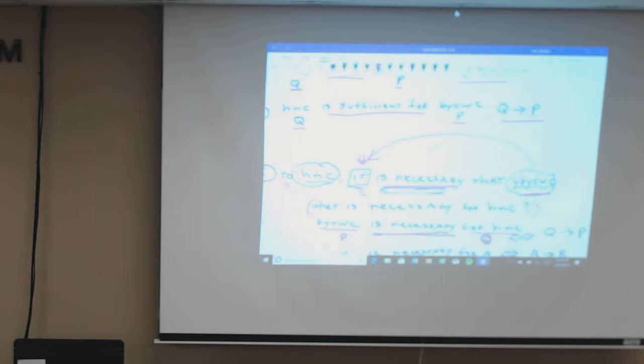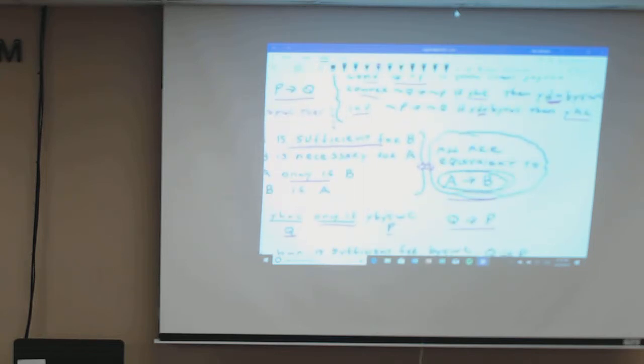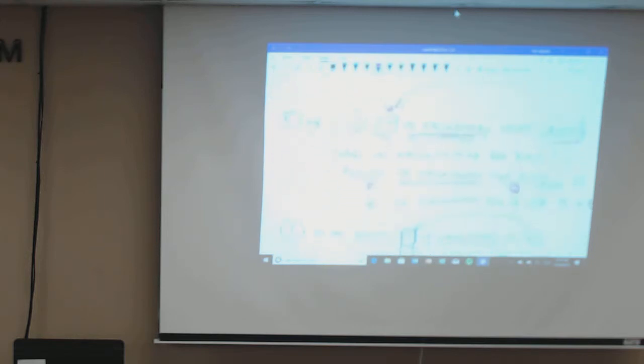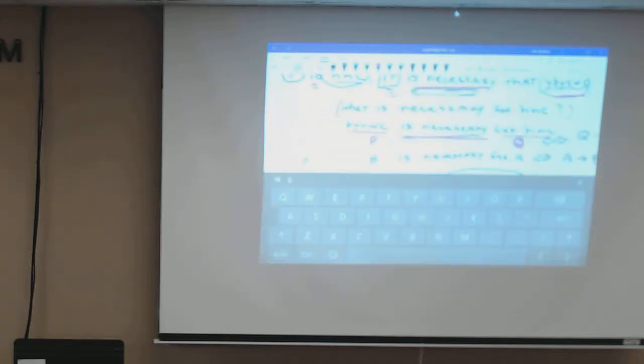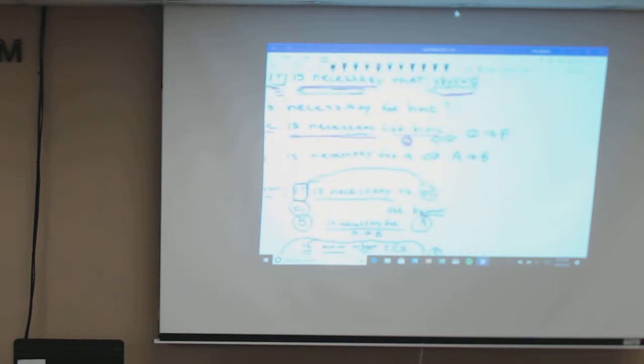And necessary, now we're back up here at our chart, necessary, B is necessary for A, is where you flip it around. So it's if A, then B. So down here, where we said P is necessary for Q, is equivalent to if Q, then P. Everybody see that? How you have to flip those over?